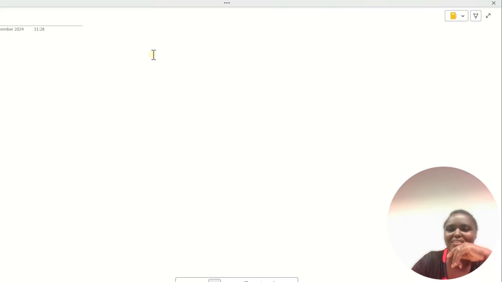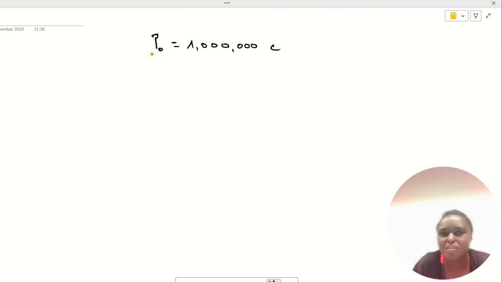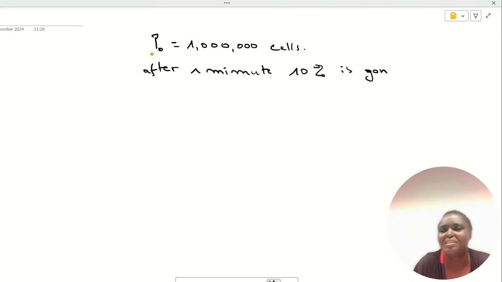We have the starting population. Let me say P0. It's 1 million cells. And it says that after 1 minute, 10% is gone because they are duplicating. If it is gone, what is the remaining?